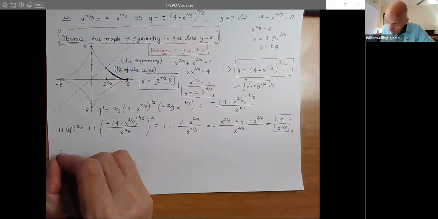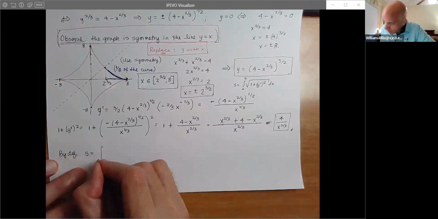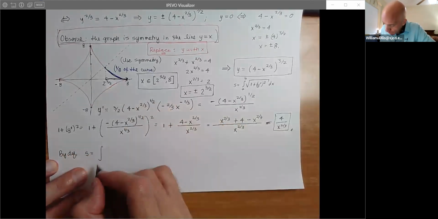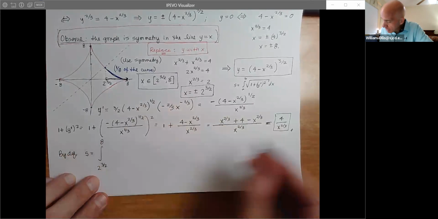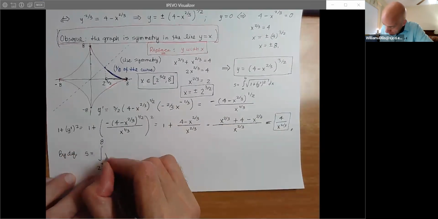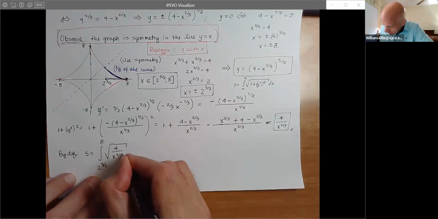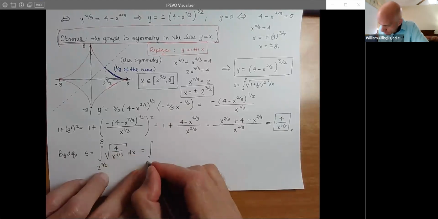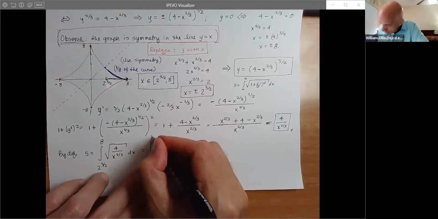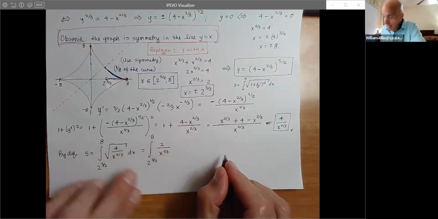So now by definition, S will be the integral. Now our interval here is 2 to the 3/2 to 8. And then we take the square root of this. So we get 2 to the 3/2, 8. So that'll leave us with 2 divided by 8 to the 1/3, using the laws of exponents, our identity, dx.